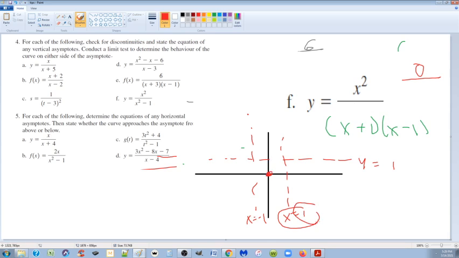Now I'm going to find out what it does to the right of 1. I'm going to use 2. I get 4 up here, times 3, times 1. So I get positive 4 over 3, which is 1 above my asymptote. So right here at 2, I'm going to get that and that.